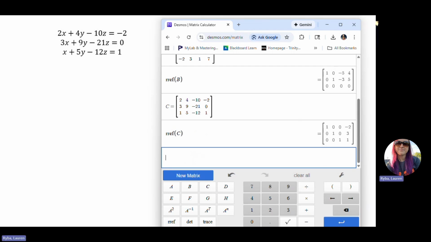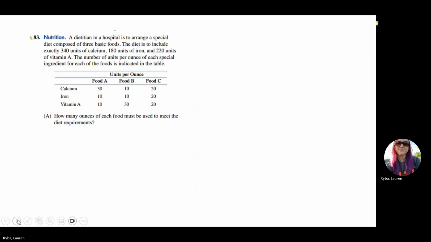So now we're going to do some word problems. This is number 83. Anytime the number's here, it means I just copied it from the book. So this is section 4.3 in the e-text, number 83. It says the dietitian in a hospital is to arrange a special diet composed of 3 basic foods. The diet is to include exactly 340 units of calcium, 180 units of iron, and 220 units of vitamin A. The number of units per ounce of each special ingredient for each of the foods is indicated in the table below.